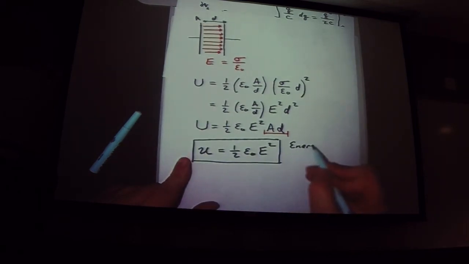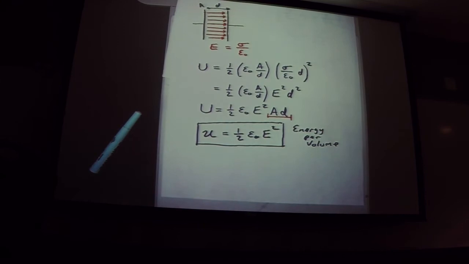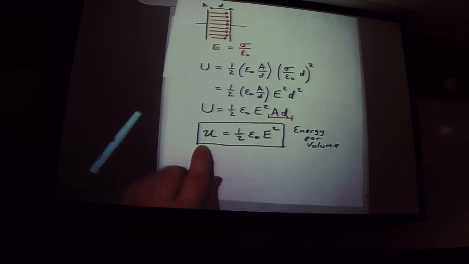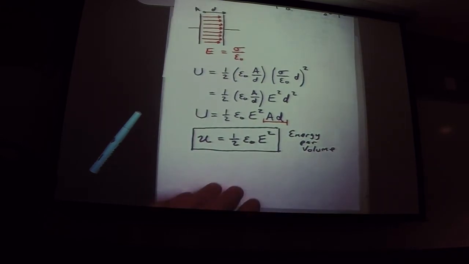Energy per volume. So we just ignore the AD. Well, we've divided it out. So in other words, the term we define is the energy per volume. So it's an energy density. If I want to define it, it's joules per meter cubed. That would be the standard units here.